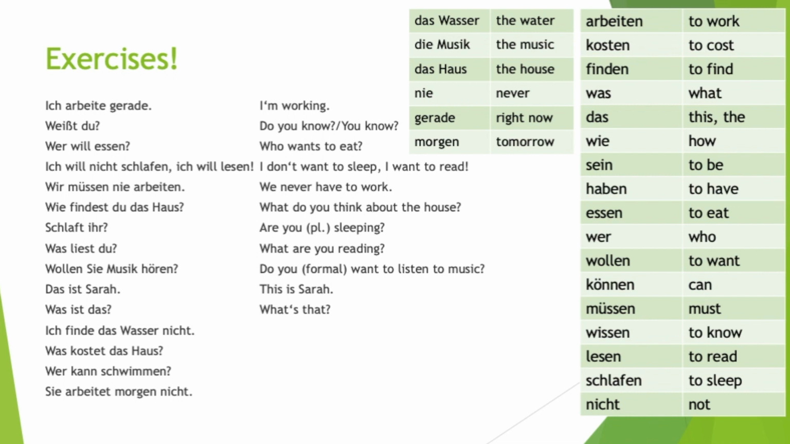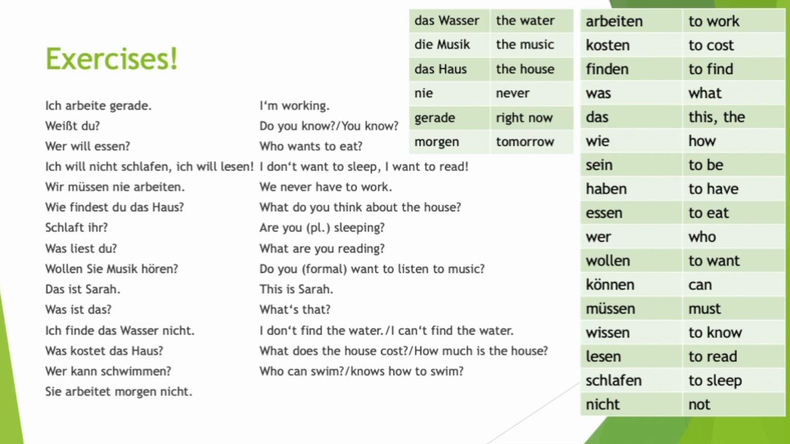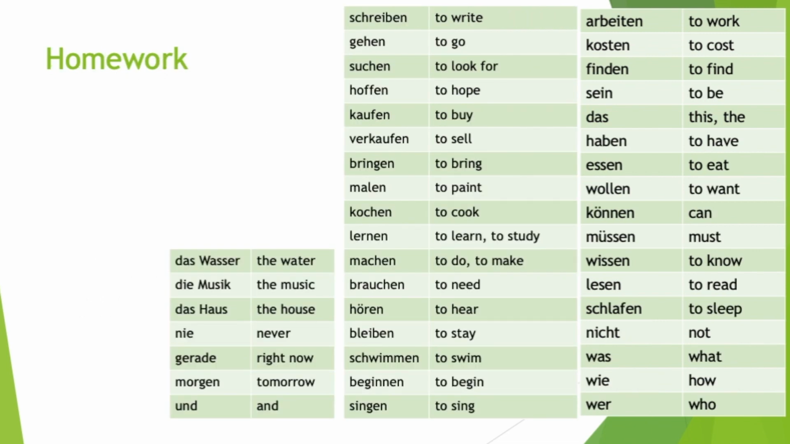What's that? Ich finde das Wasser nicht. I don't find the water. Or how you would say in English rather, I can't find the water. Was kostet das Haus? What does the house cost? Or how much is the house? Wer kann schwimmen? Who can swim? In the sense of who knows how to swim. Sie arbeitet morgen nicht. She's not working tomorrow. Good job! Now it's time for homework.